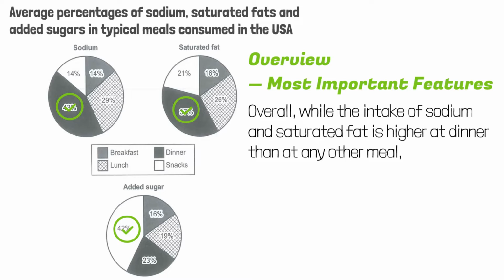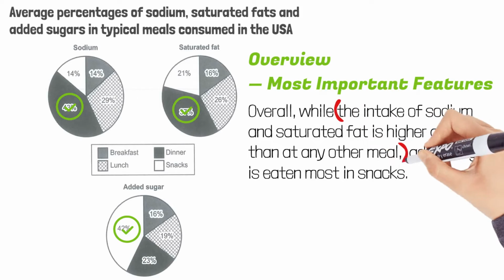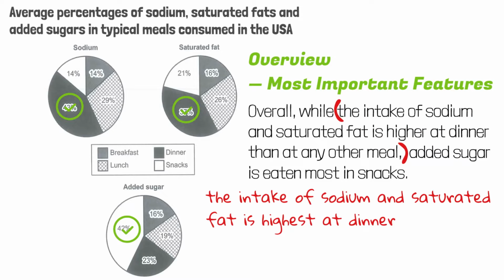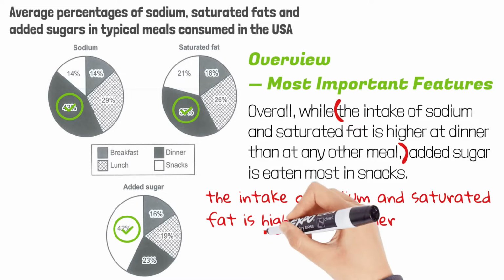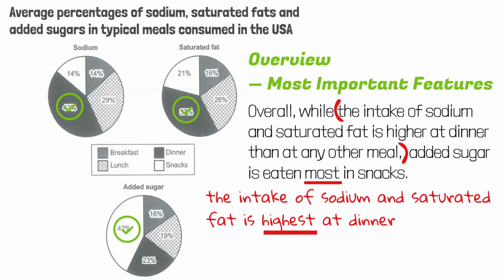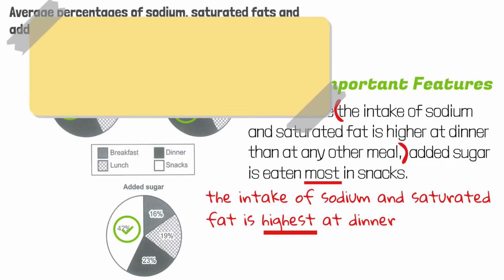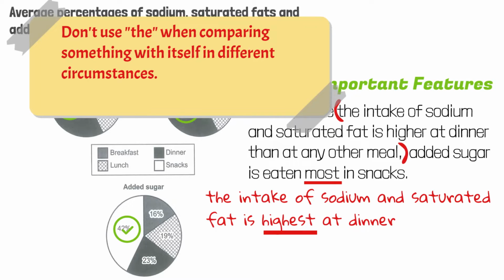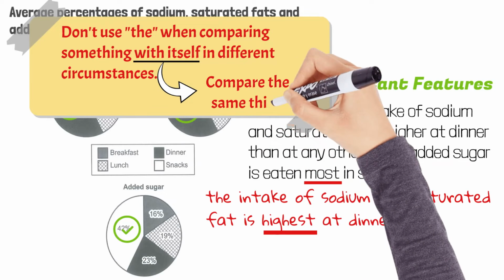Overall, while the intake of sodium and saturated fat is higher at dinner than at any other meal, added sugar is eaten most in snacks. So for this part, you could also say that the intake of sodium and saturated fat is highest at dinner. Note that I use "the highest" and "the most", not "the highest" and "the most". So we tend to use "highest" without the definite article when we are comparing something with itself in different circumstances. That is to say, we don't use the definite article when we are comparing the same thing.